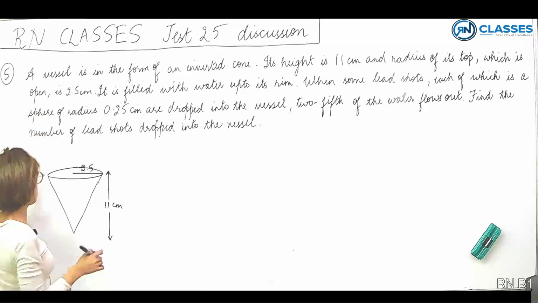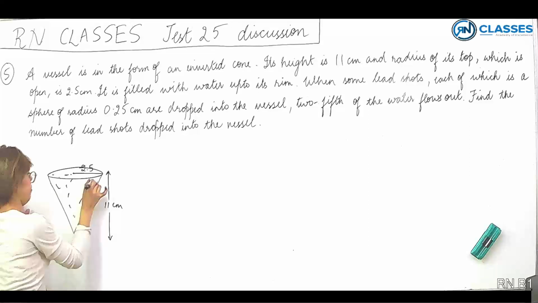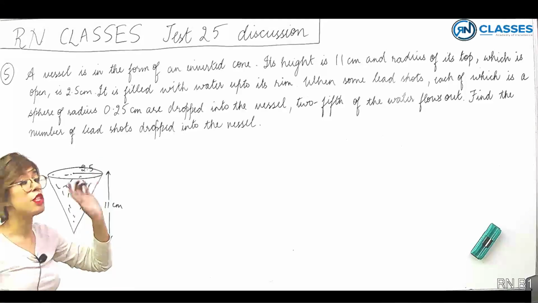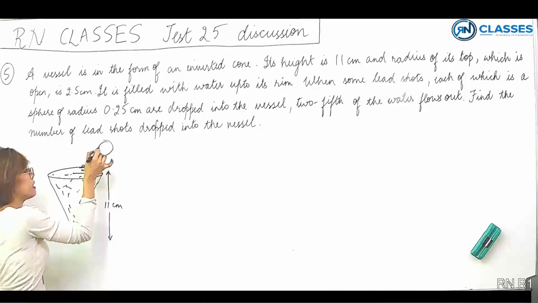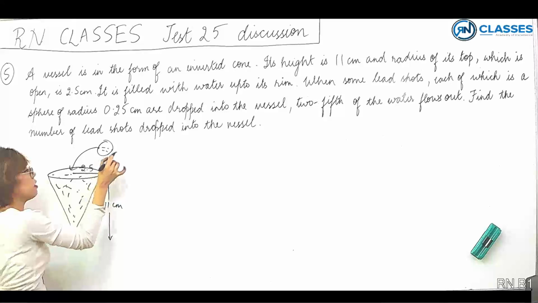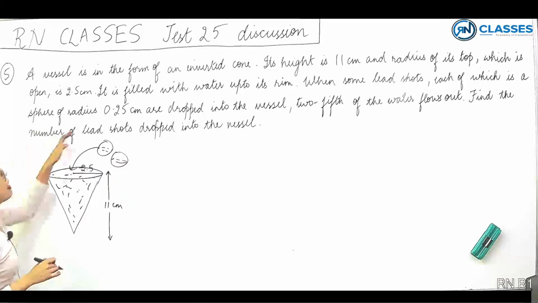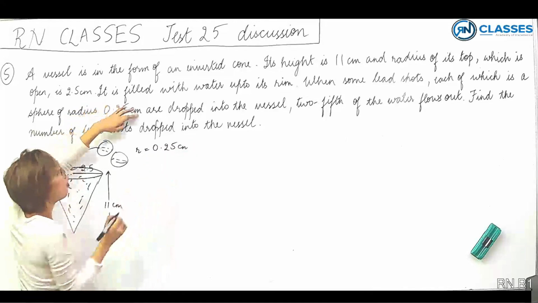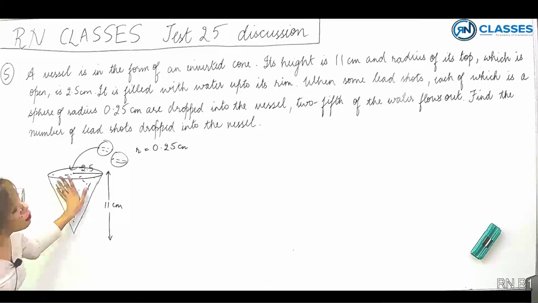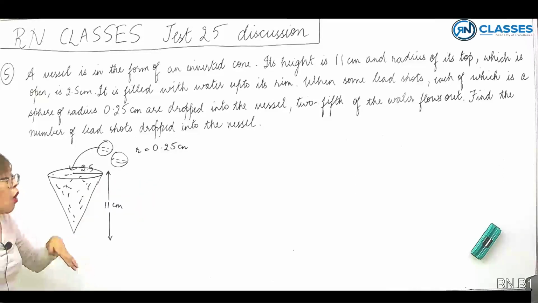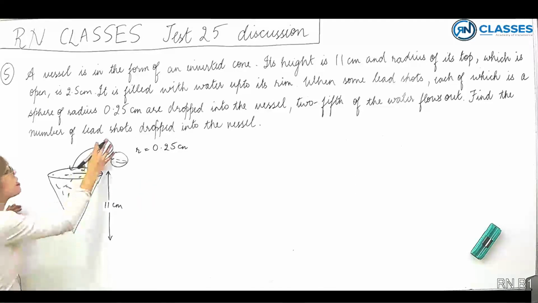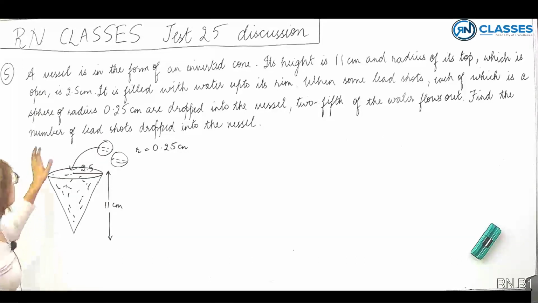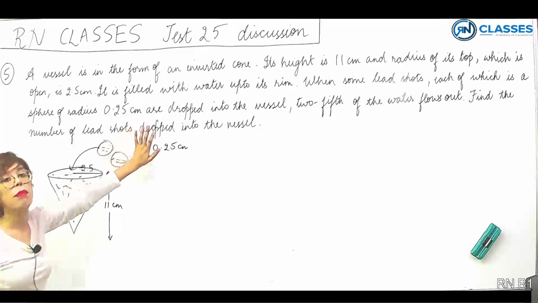Now it is filled with water, so this is all filled up. This is my water. When some lead shots, each of which is a sphere, so basically these are my lead shots, I'm putting them here. Now each of radius 0.25 centimeter are dropped into the vessel, and 2/5 of the water flows out. Obviously, water will flow out. Why? Because some extra volume has been added. You need to find the number of lead shots dropped into the vessel.